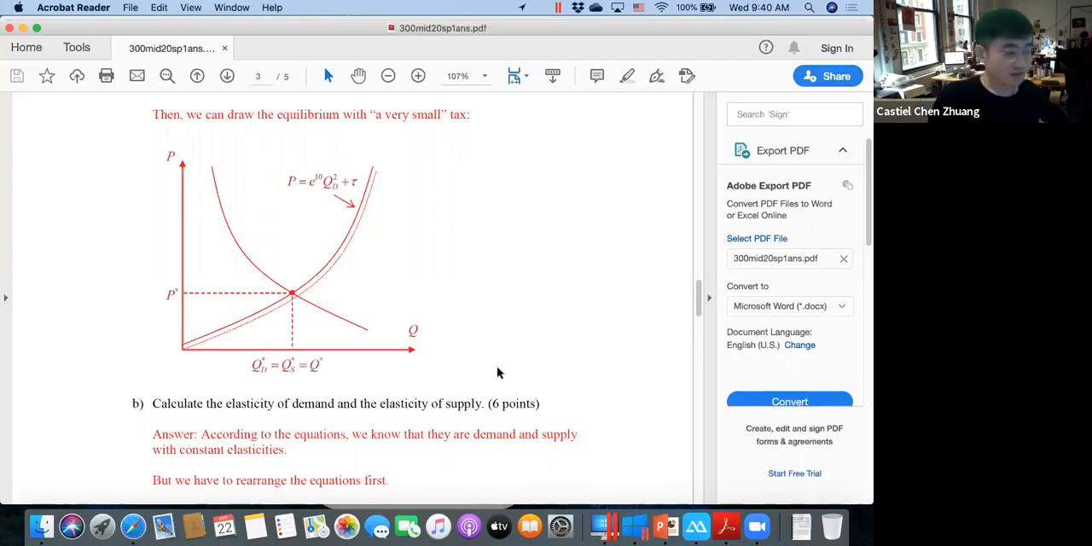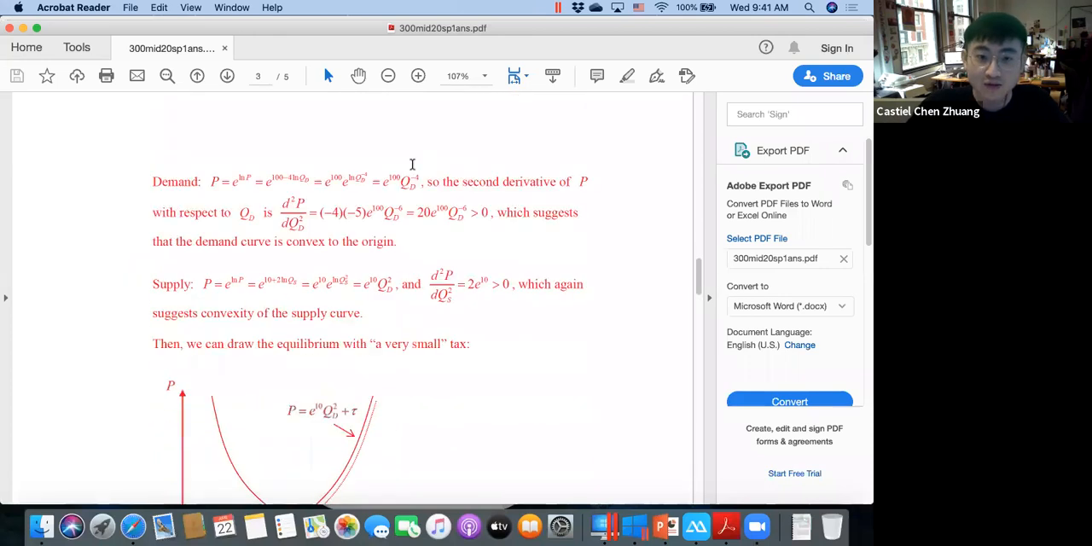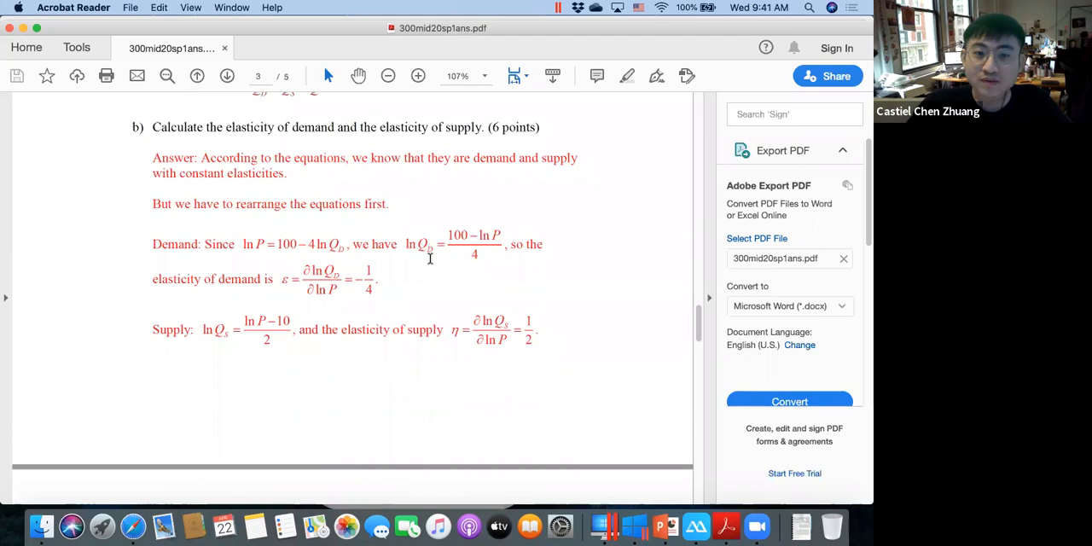And I actually talked about how to see the elasticities right away from this equation. But one more thing is that here the price is on the left-hand side and the Q is on the right-hand side. But in the TA session, the Q is on the left-hand side while the price is on the right-hand side. So you really have to rearrange the equation first. Some of you did not, so some of you made mistakes. So you have to put the Q on the left-hand side and the P on the right-hand side. And then the coefficient of P will be the elasticity. So here the coefficient of P is -1/4. So it's going to be -1/4 for the elasticity of demand. And for the elasticity of supply, because the coefficient of log P is 1/2, the elasticity of supply is 1/2.